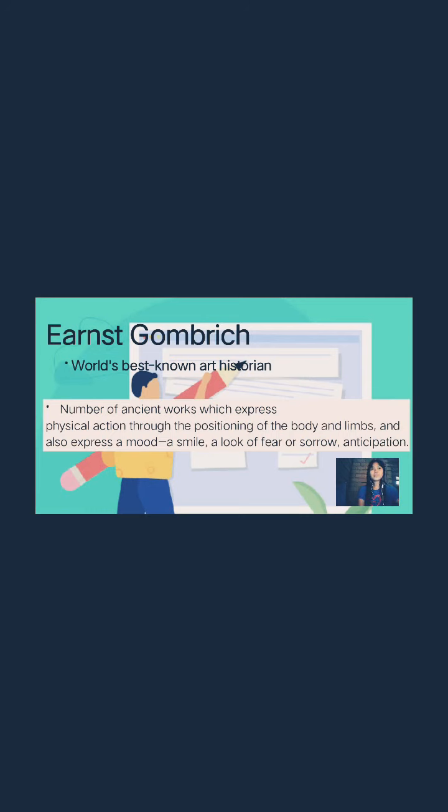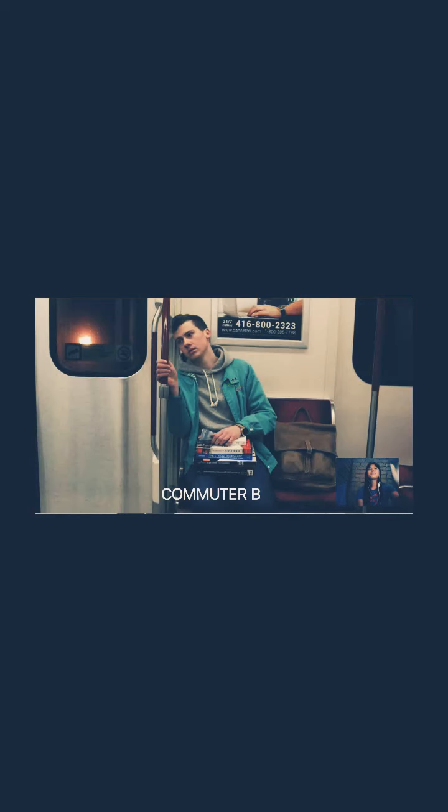He describes a number of ancient works which express physical action through the positioning of the body and limbs, and also express a mood such as a smile, a look of fear or sorrow, and also an anticipation. According to him, we can read the emotion of a work by the context and the content.